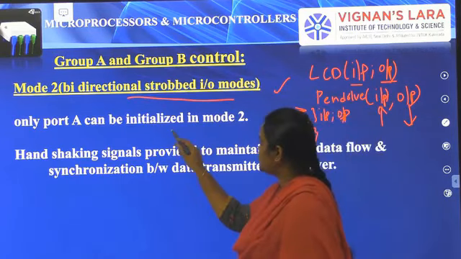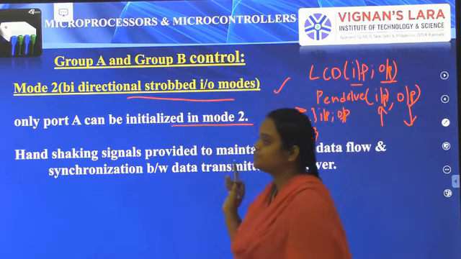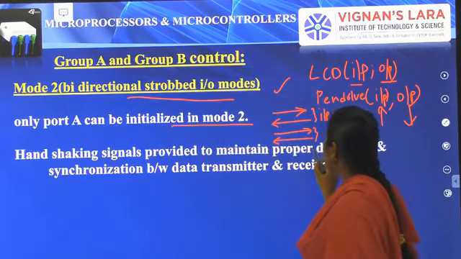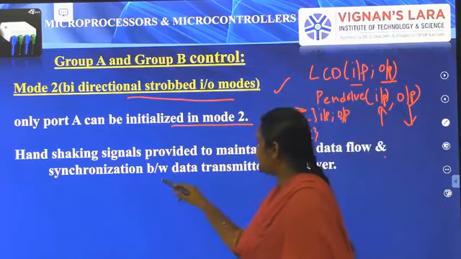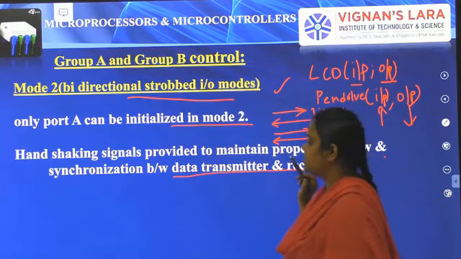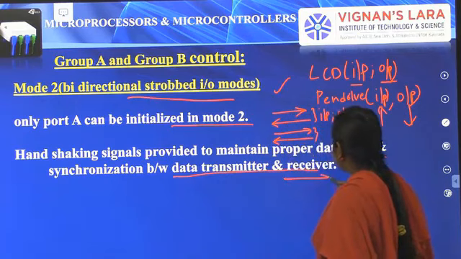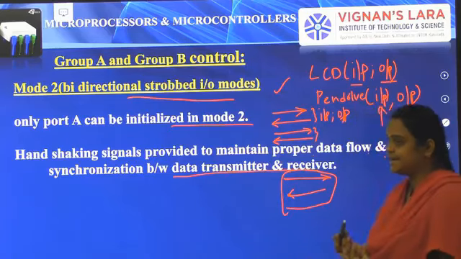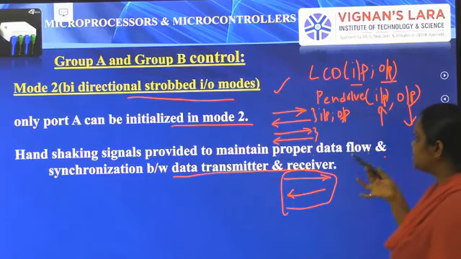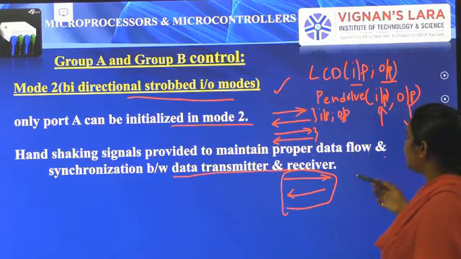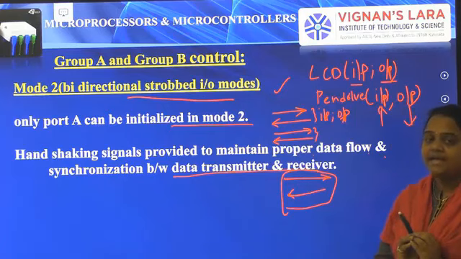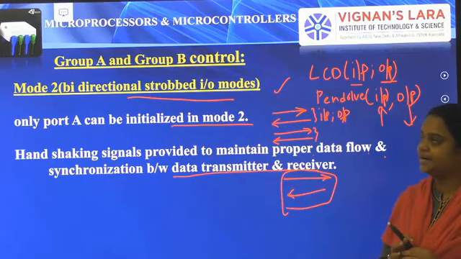So port A can be initialized in mode 2. Port A is used only in the mode 2 operation. Handshaking signals are provided to maintain proper data flow and synchronization between the data transmitter and receiver. That means for attaining proper data transmission between the sender and the receiver, we are using this mode 2 operation, providing exact synchronization between transmitter and receiver.